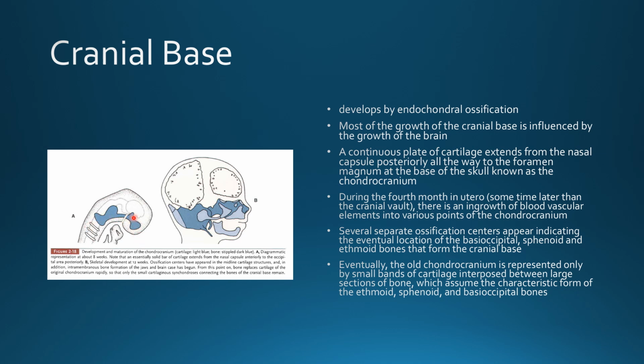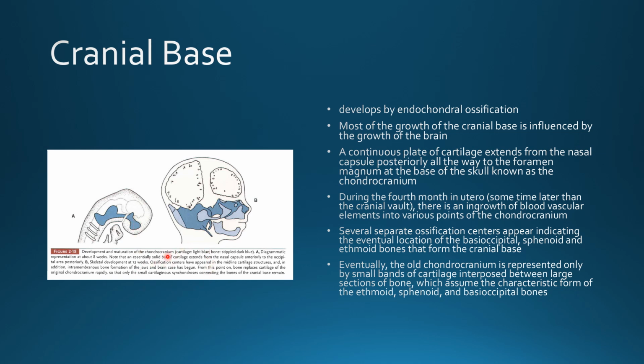This cartilage plate is thin and it's called the chondrocranium. During the 4th month in utero, which is about two months after the cranial vault has already started. Remember the cephalocaudal gradient. The cranial vault started first, then the cranial base. Okay, during the 4th month we will have ingrowth of blood vessels, and every area where there is ingrowth of blood vessels will start to undergo ossification.